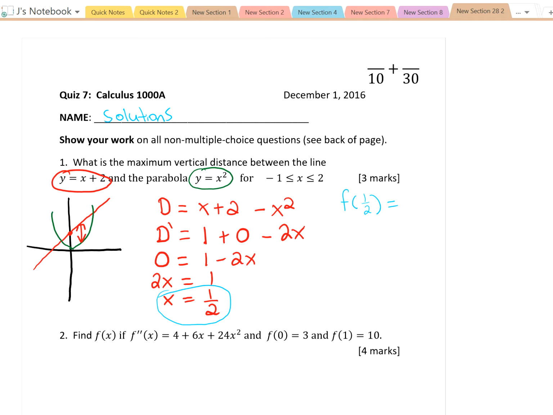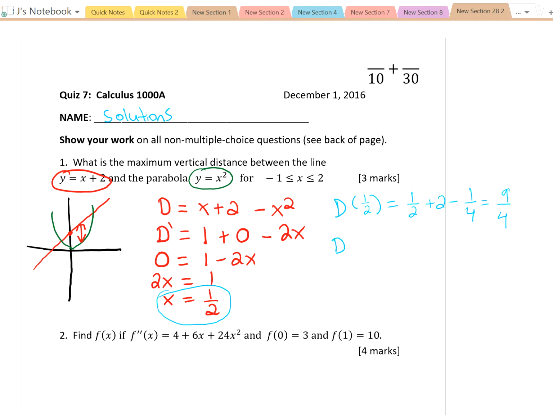Where's the original function? Oh, D of 1/2, let's say. That's going to be 1/2 plus 2 minus 1/2 squared, which is 1/4. And that's going to be, bring everything to over 4. We'll have 2 over 4 plus 8 over 4 is 10 over 4, minus 1 over 4 is 9 over 4.